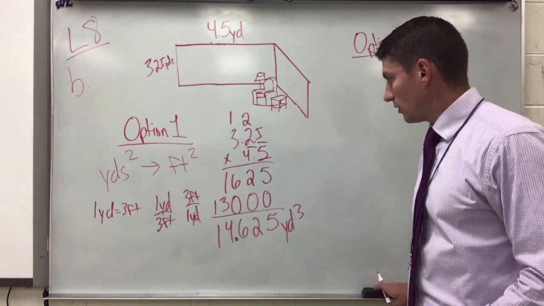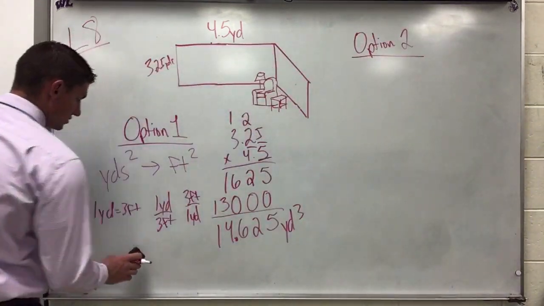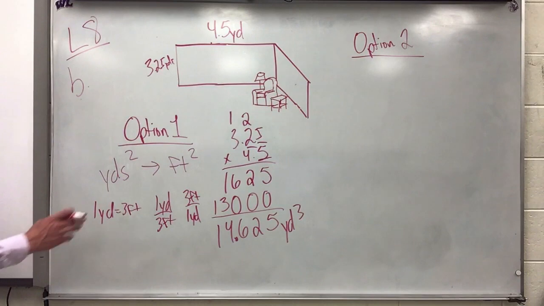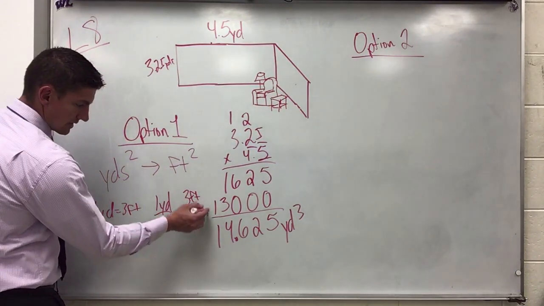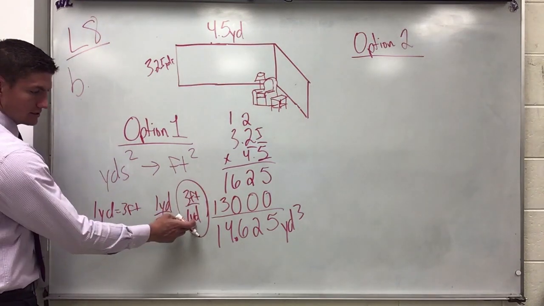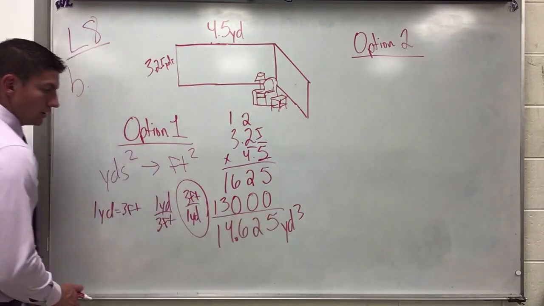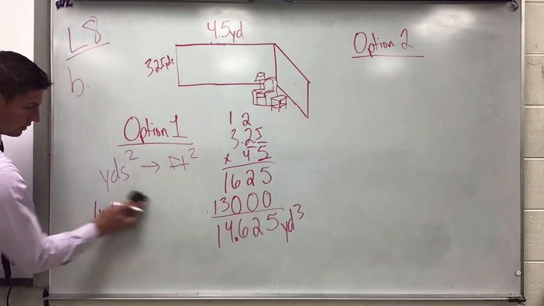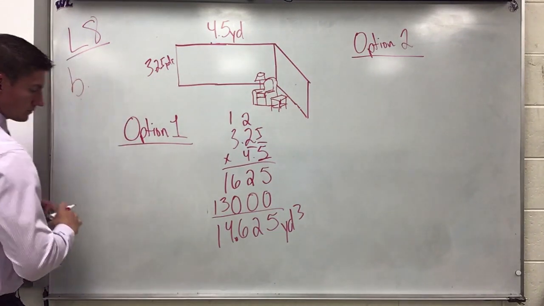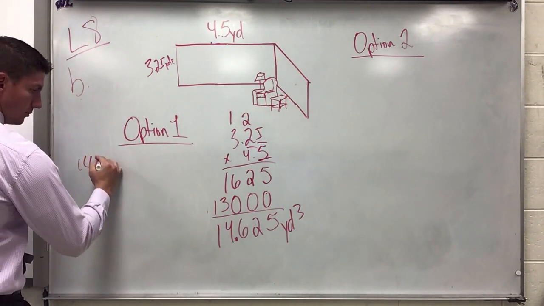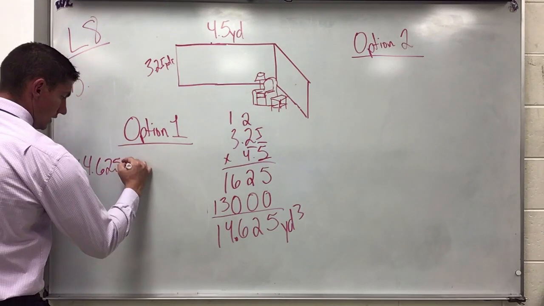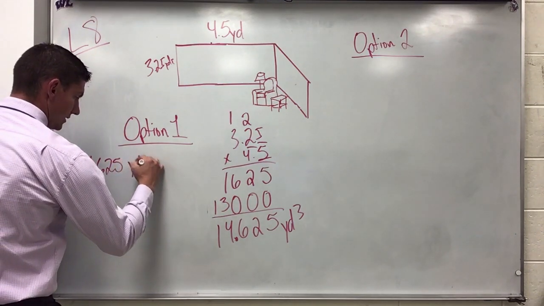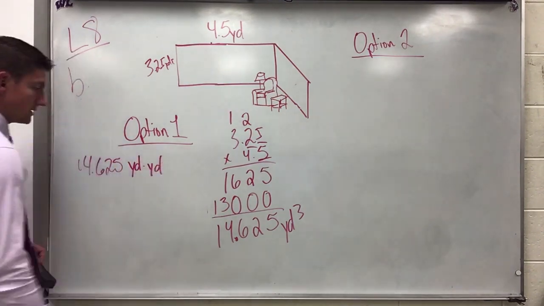Now let's remember 14.625, and if we're in yards, we're going to need to multiply by something that's going to cancel yards. So we're going to use this conversion rate because yards is in the denominator, here yards is in the numerator. Let's set that up so you can see what that looks like. We've got 14.625 yards squared. I'm going to write it like this. Yards times yards, because that's yards squared.